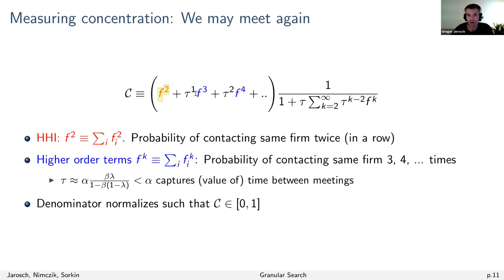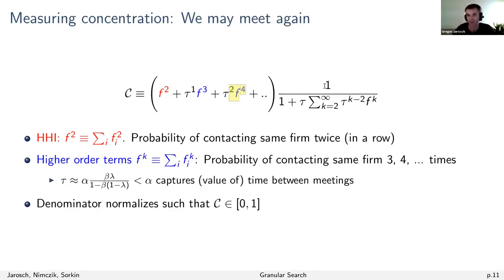There are more terms, the cubed terms and so forth, because it doesn't stop at the secondary encounter. You could keep running into the same large firm over and over again, and that's why these higher-order terms show up here as well. Quantitatively, they don't really matter, because if you start cubing, things decay really quickly. But anyway, that's the full expression.